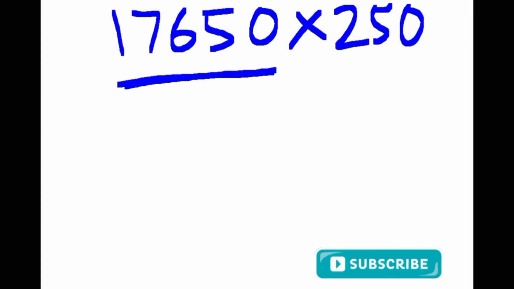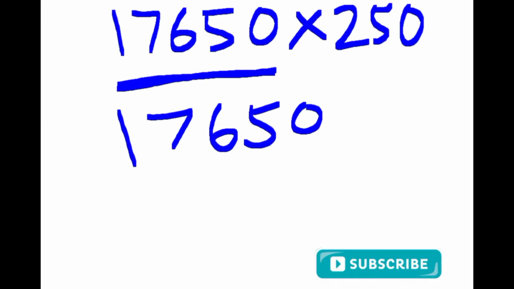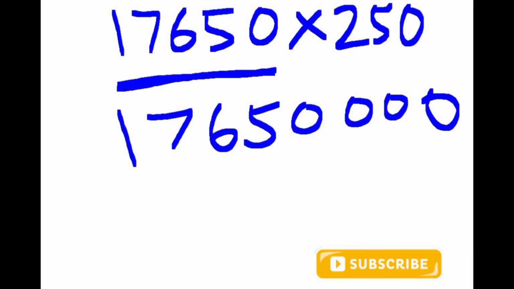Okay, if we multiply it by 250, we should take this number and multiply it by 1000. So 1 7 6 5 0 0 0. Okay friends, you understood? First step is this.